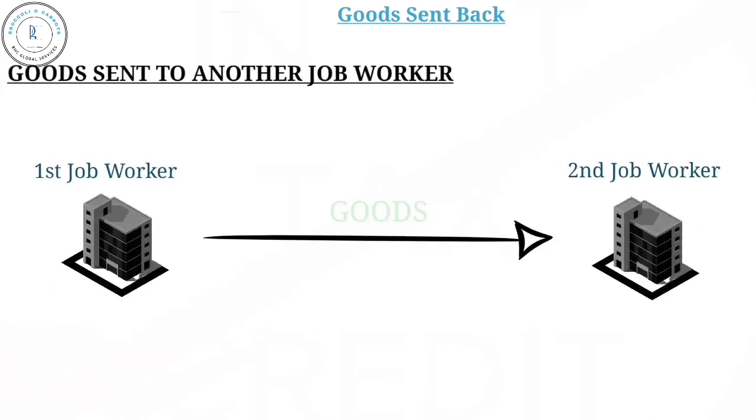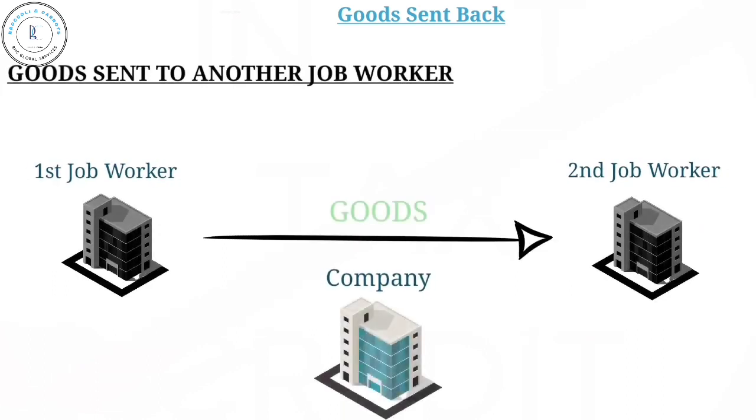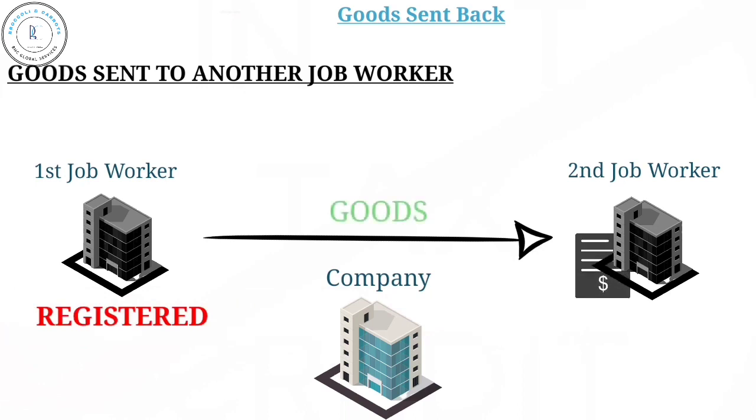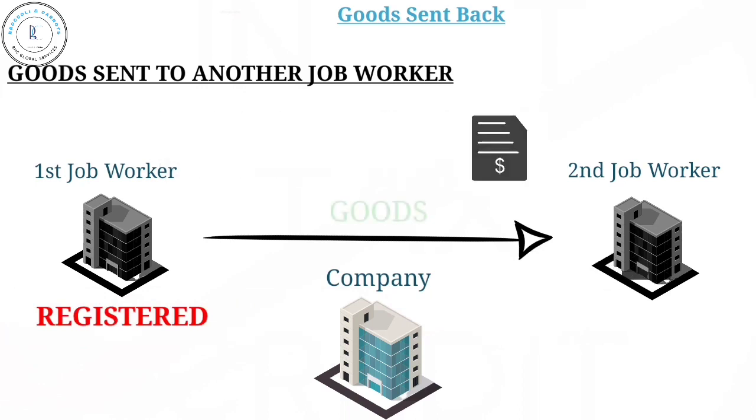Goods sent to another job worker with the instruction of the company. If the first job worker is registered: delivery challan by the company for the second job worker, and delivery challan by the first job worker to the second job worker.